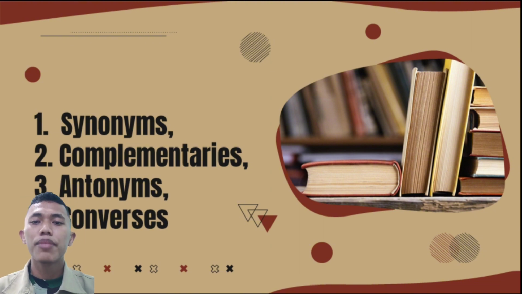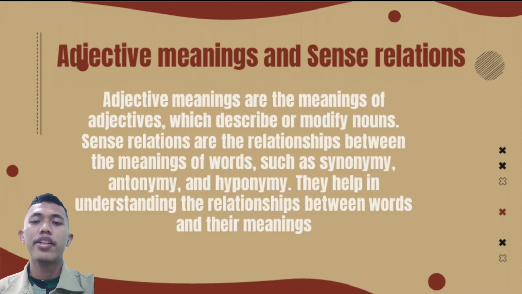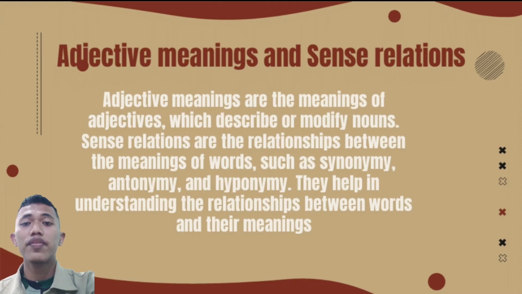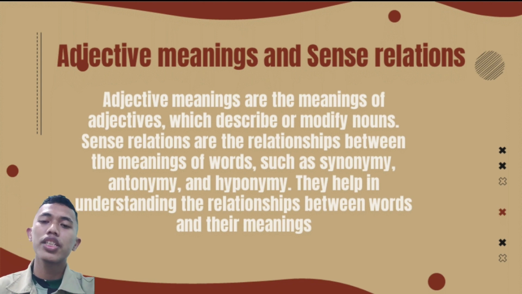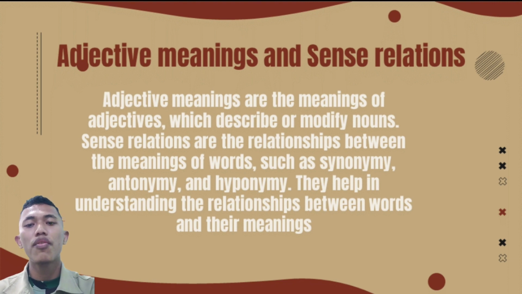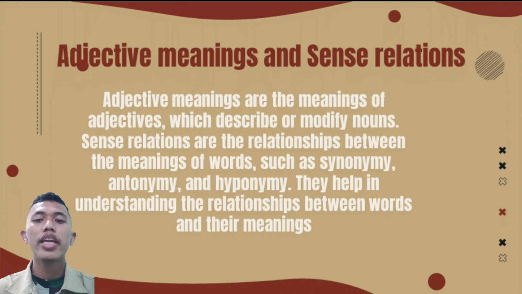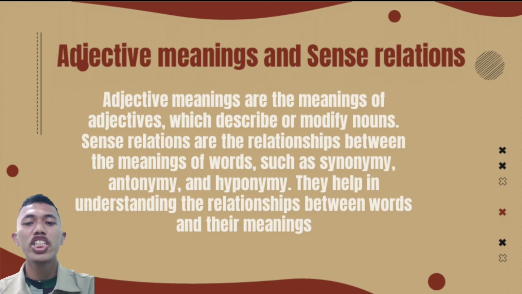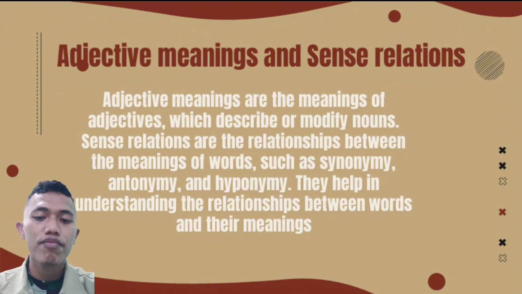The last material is about adjective meanings. Adjective meanings are the meanings of adjectives, which describe or modify nouns. Sense relations are the relationships between the meanings of words, such as synonymy, antonymy, and hyponymy. They help in understanding the relationship between words and their meanings.